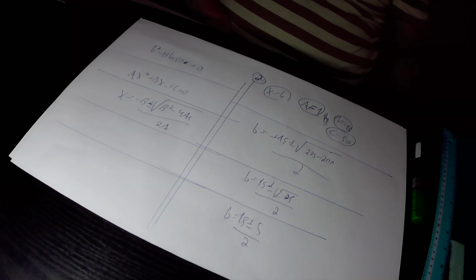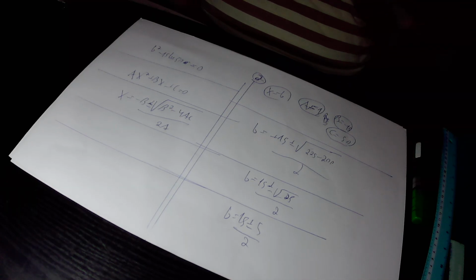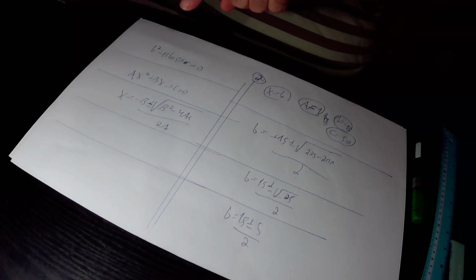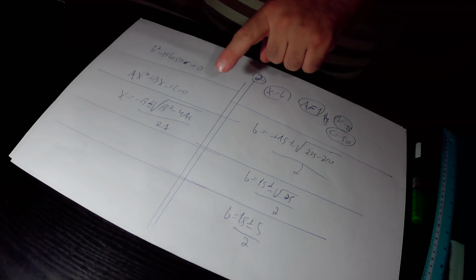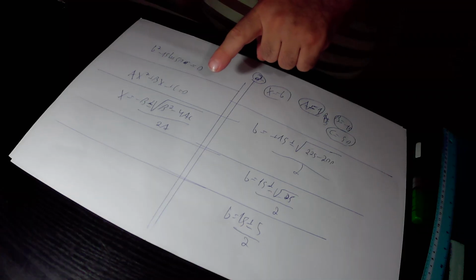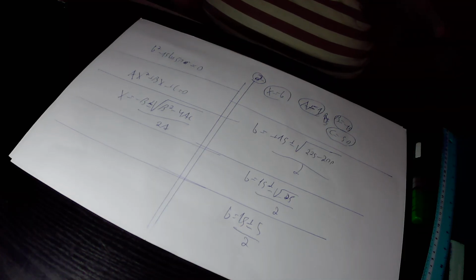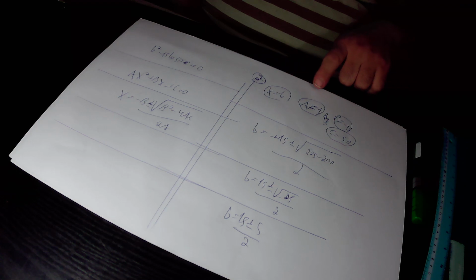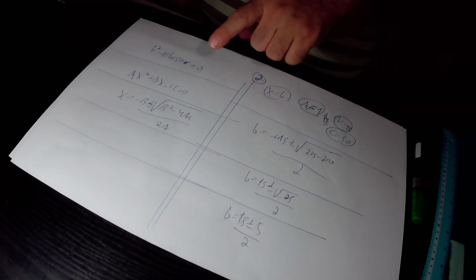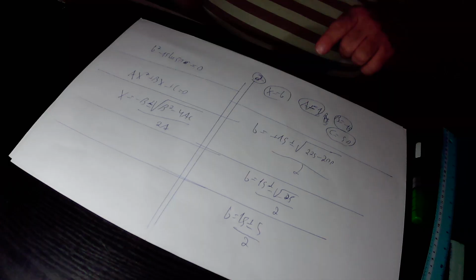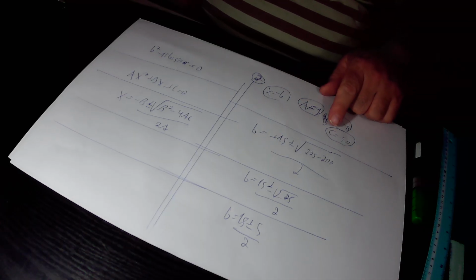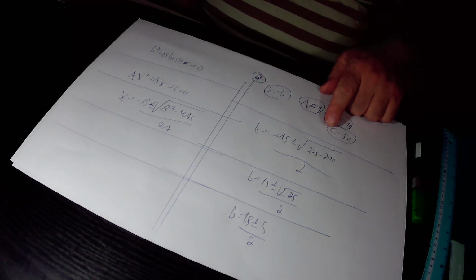The coefficient b is minus 15, therefore b squared is minus 15 squared, that is 225. And we also have minus 4 times a times c. So it is minus 4 times a, which is 1, so minus 4 times 1 is minus 4, times c, which is 50, so minus 4 times 50 is minus 200. So in total, B equals 15 plus or minus the square root of 225 plus 200.